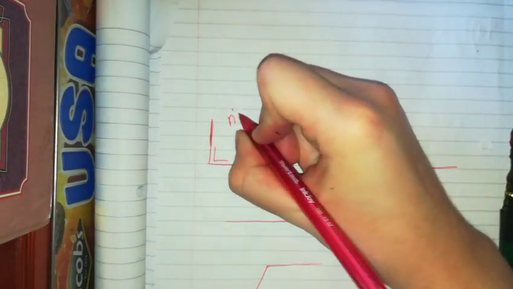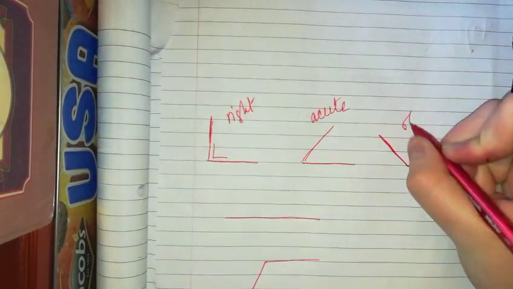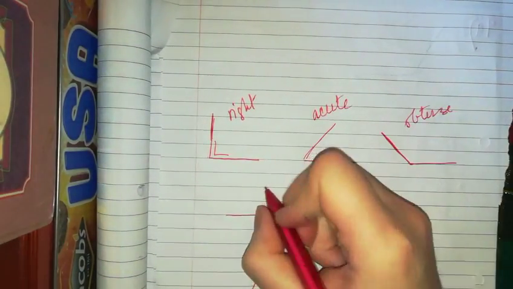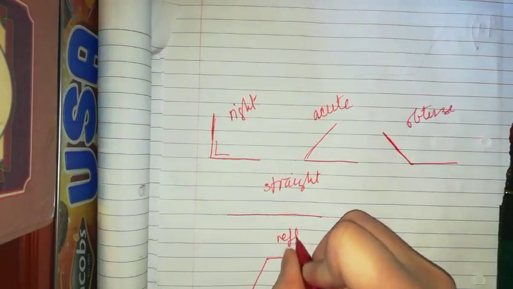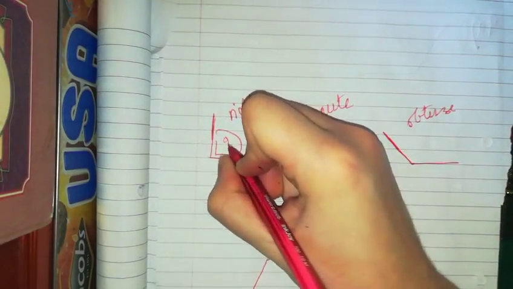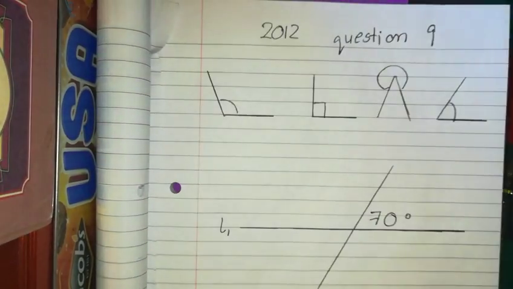So this is a right angle. We have our acute angle here. This is obtuse. This is a straight angle. And this is a reflex. So a right angle is always going to be 90 degrees and a straight angle is going to be 180.